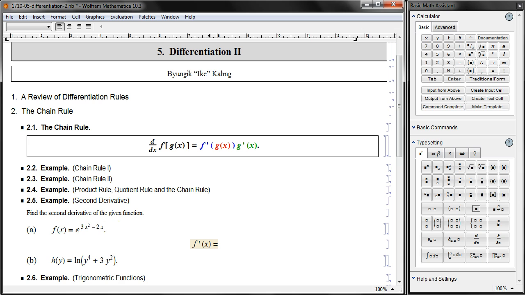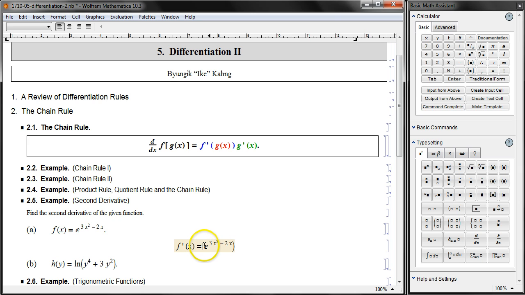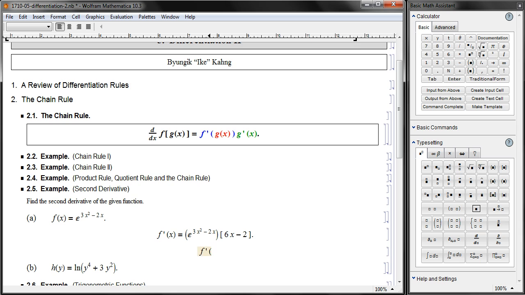Okay, exponential function always stays the same. And then we have to multiply the derivative of the inside, right? Let's multiply the derivative of the inside. You see, this is the first and the second part, and then we multiply the derivative of the inside. 6x minus 2. And that is the derivative computation. You can switch the order if you want to. I decided to keep it as is. Now let's go over to the second derivative computation.